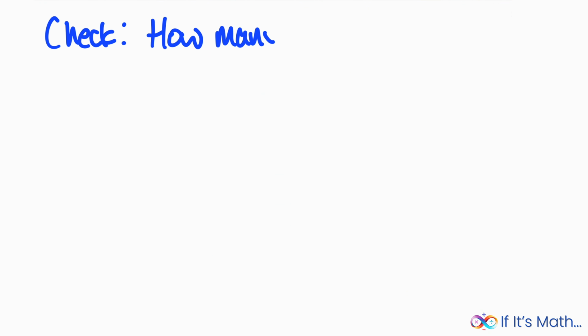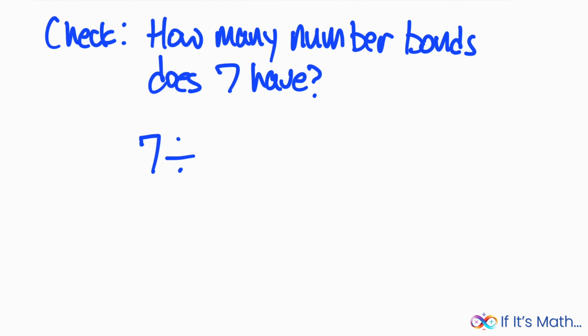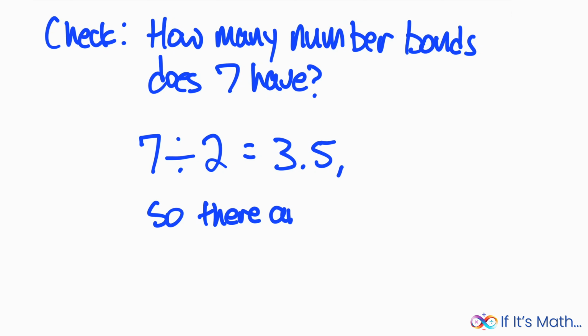So remember that you can check that you've gotten them all by remembering that trick we had of how many number bonds does any number have. So if we think about how many does 7 have, 7 divided by 2 is 3.5. You ignore that 0.5. So we know that 7 has 3 bonds, and we had the 3 above, so we know we did everything right. And so that's all there is to having to draw out all of them. So it's really, really straightforward.